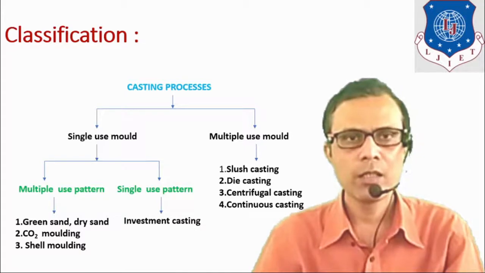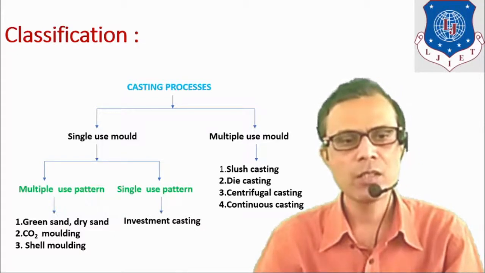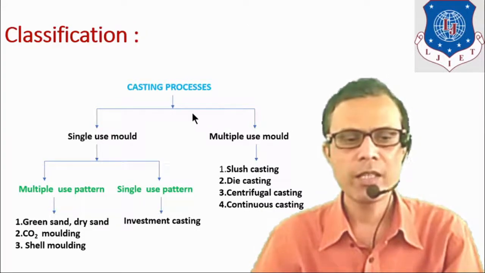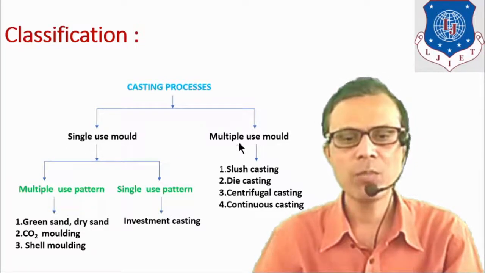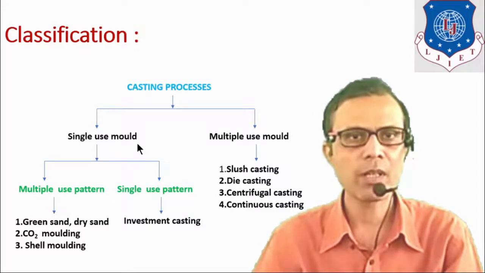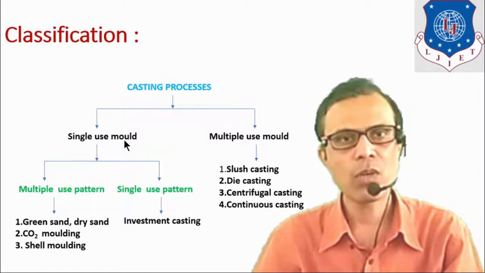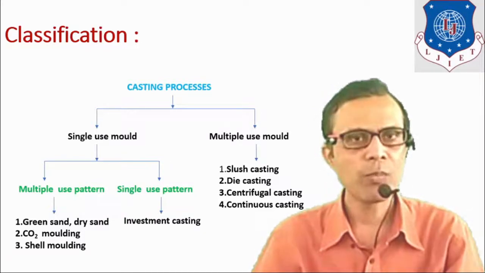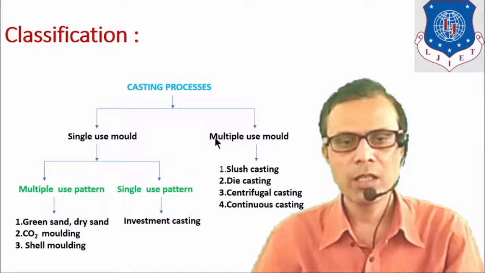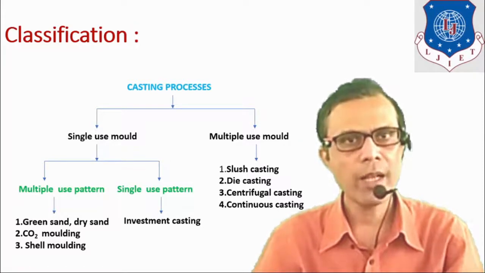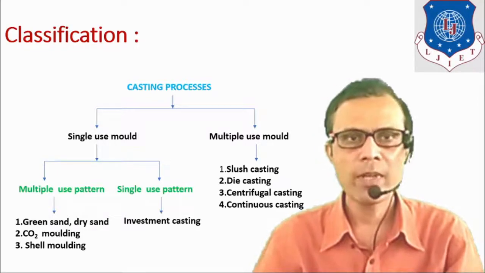Now let's see the different types or classification of casting processes. Broadly, casting processes can be classified in two categories, that is single use mold casting process and multiple use mold casting process. Now what do you mean by single use mold casting process? In this process, the mold which is used is broken after the completion of the process. But in the case of multiple use mold, the same mold can be used again and again for the production of a casting.